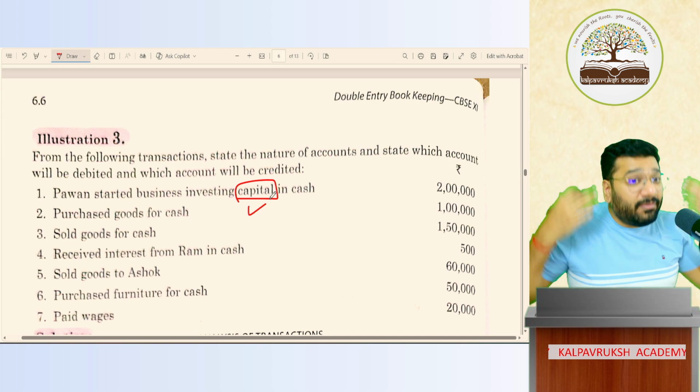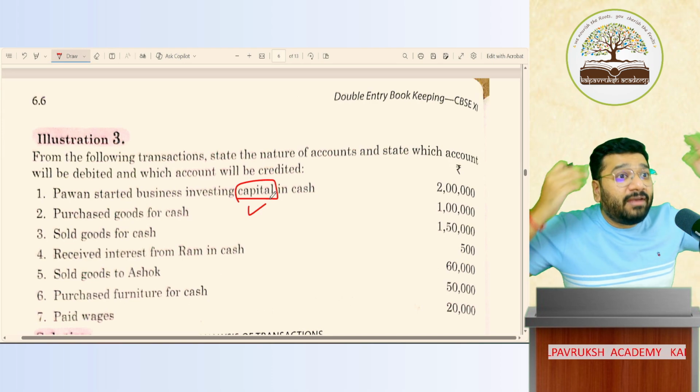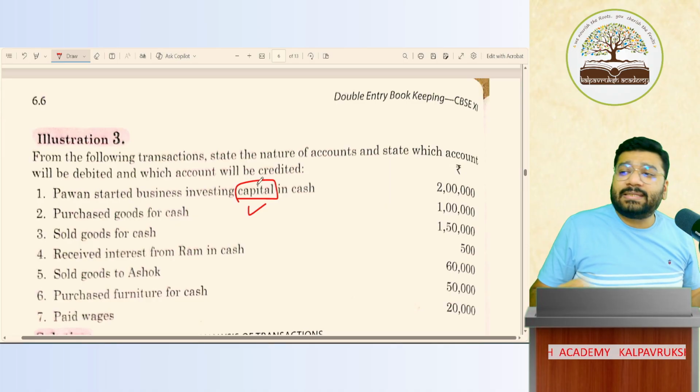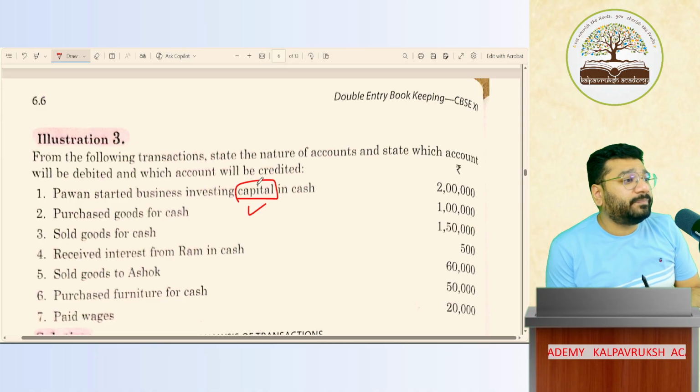Because I'm Ghajini, I will forget. In order not to forget, we have to make a note of it. Got it, not got it? Okay. So one is capital account, another account.